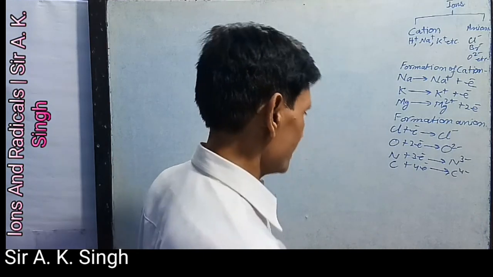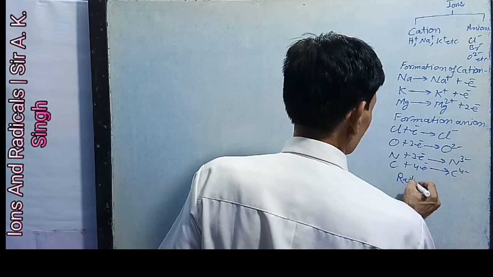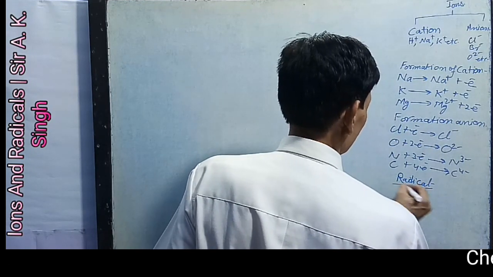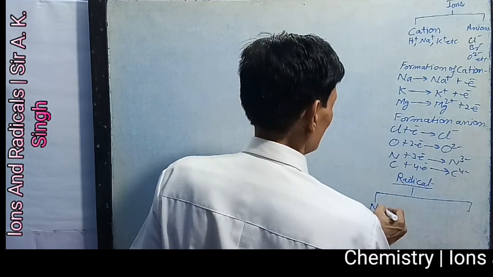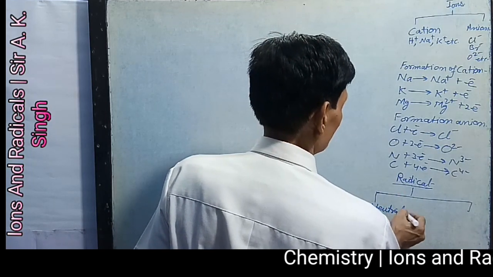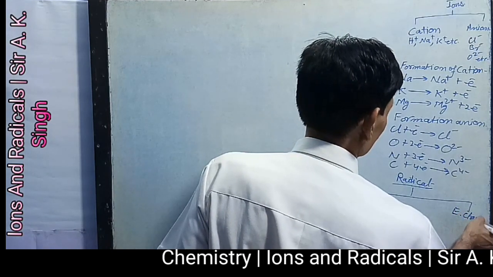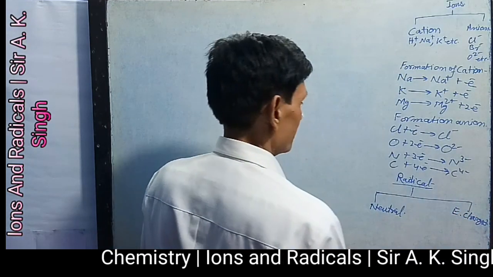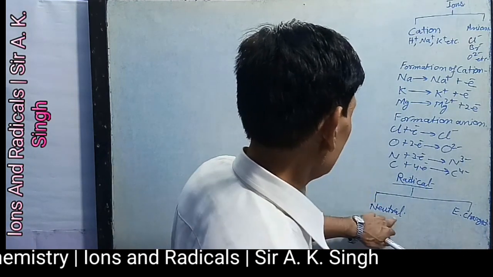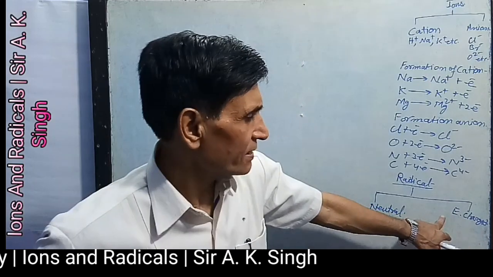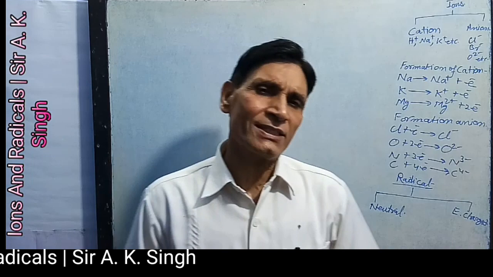Let us see radicals. Now radical. There are two types of radical. I am going to tell you the radical which is electrically neutral, and another one which is electrically charged. One is electrically neutral and another is electrically charged. In chemistry there are different types of radical.